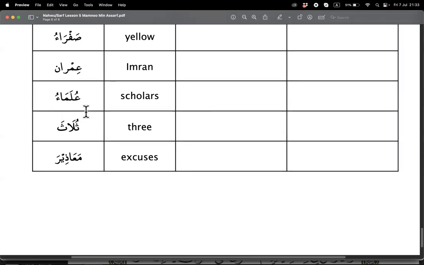So there are some plurals, some plural words that end with alif hamza. For example, another one is anbiya. Yes. So that one will also be mamnu min as-sarf. Okay. Next one, thulatha.